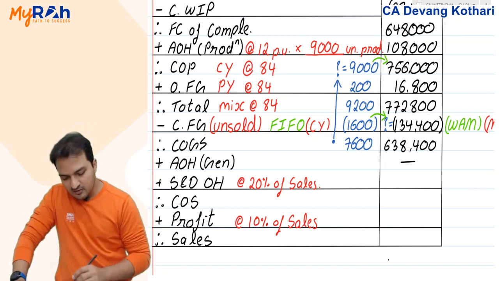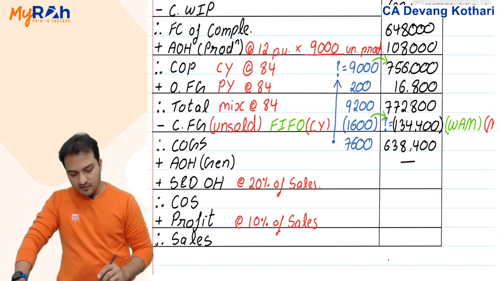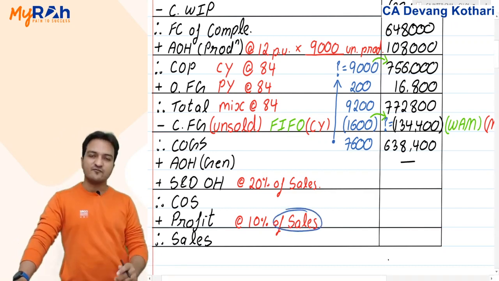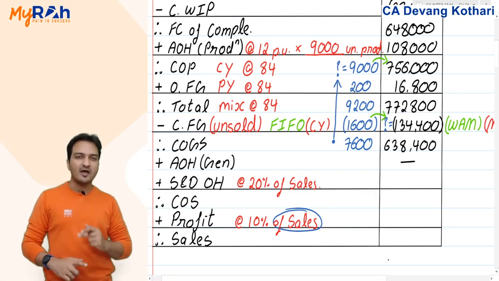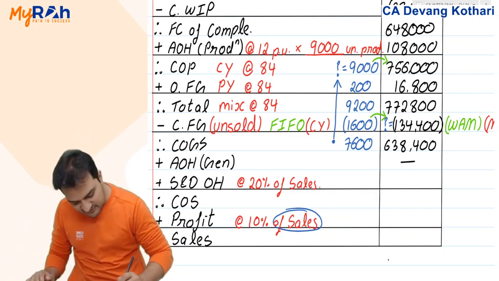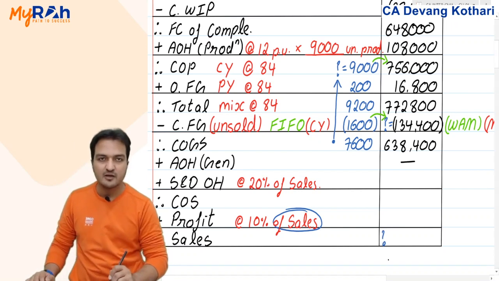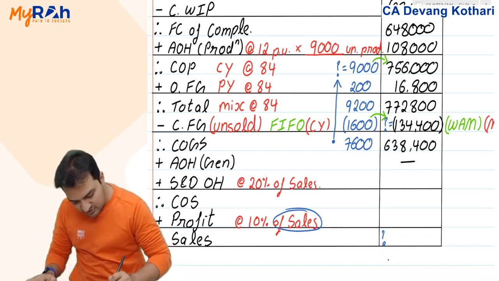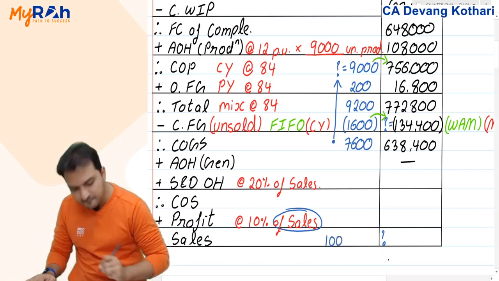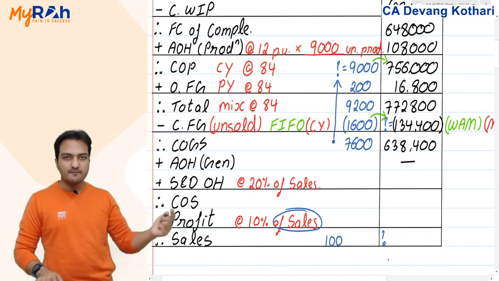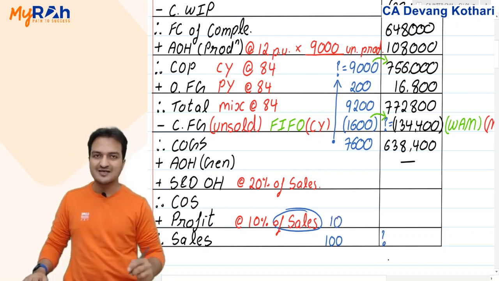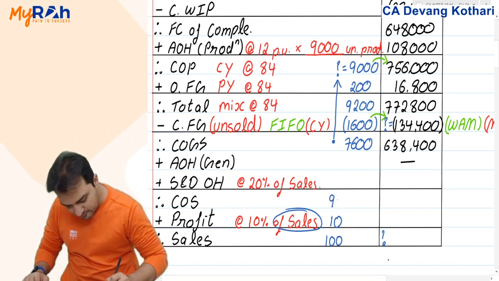Notice this. Here in this case, my profit is given as a percentage of sales. If the profit is given based on sales and the sales is missing, I gave you the method that you assume sales as 100. Now, if you assume sales as 100, profit is 10% of sales. So 10% of 100, 10 becomes the profit. Now 100 sales, 10 profit. So cost of sales should be 90.